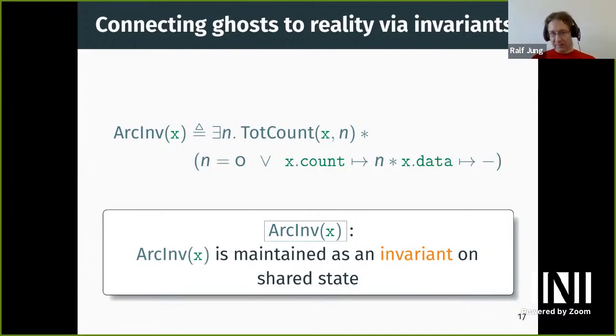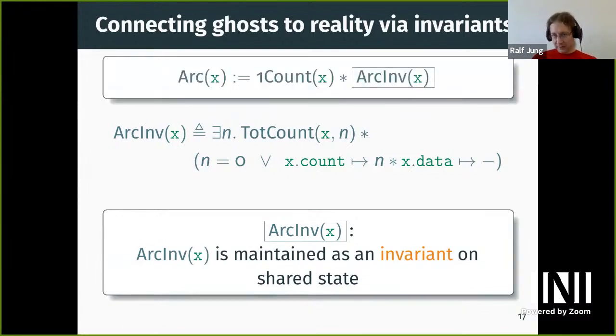So finally, we can now define the meaning of this arg of x predicate as being, on the one hand, ownership of a +1 contribution to the current counter of x, and on the other hand, knowledge that arginf is maintained as an invariant on shared state.